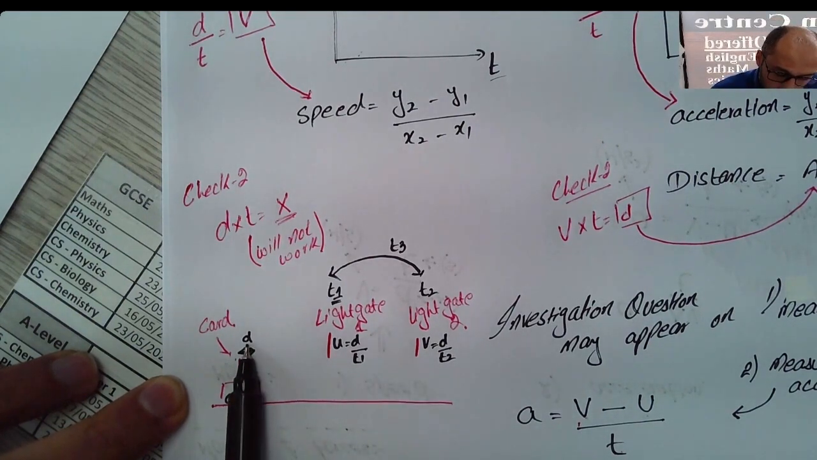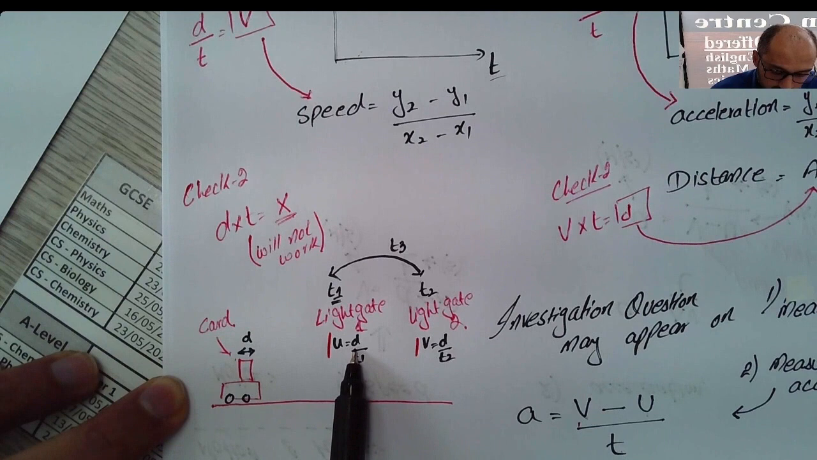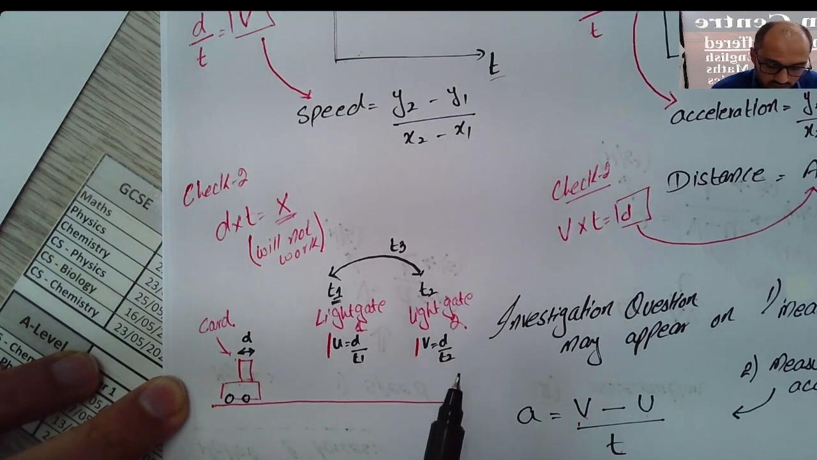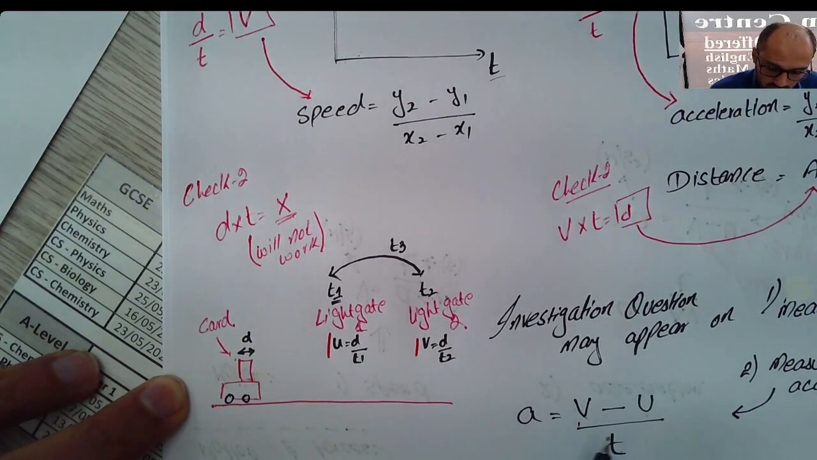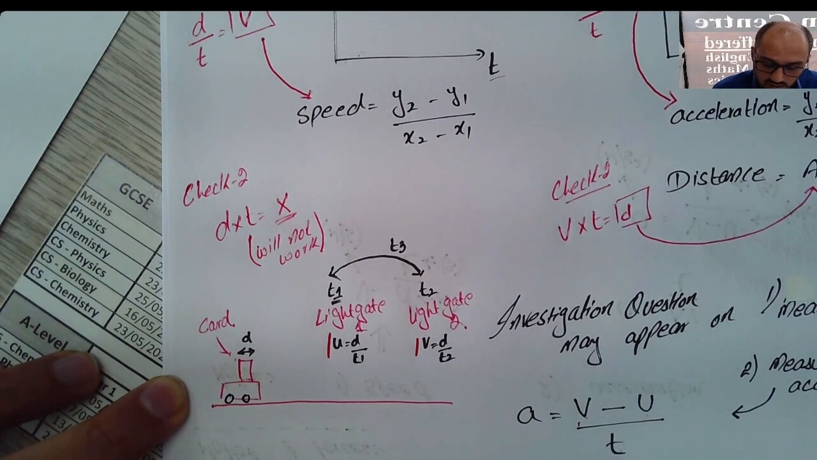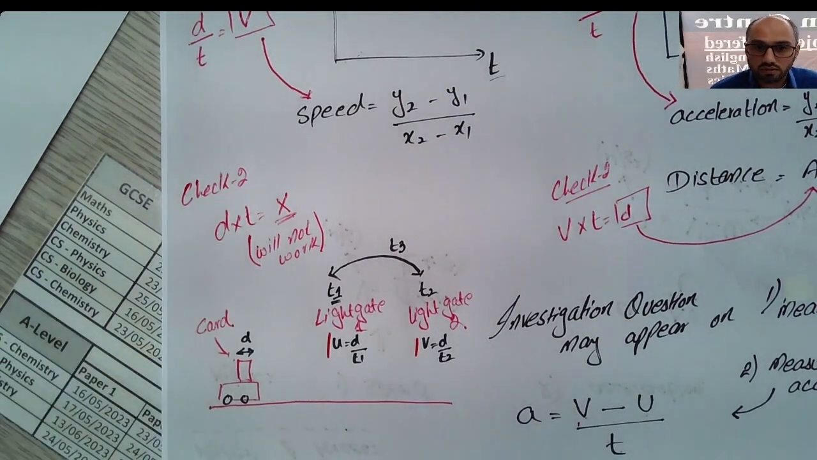Now I know the value of D. To work out the starting speed, I can do D divided by T1. To find out the final speed, I can do D divided by T2. So now if I look at this formula, I know the value of u, I know the value of v, and I also know the value of t. I can put these values in and that will give me the value of acceleration.